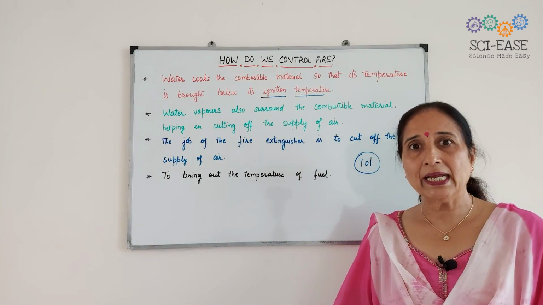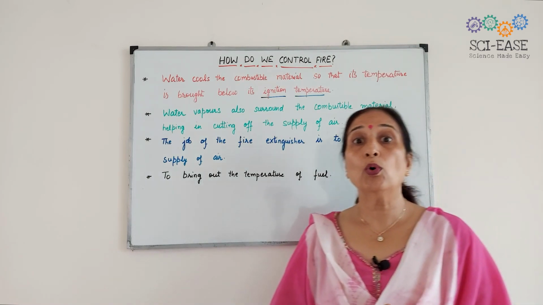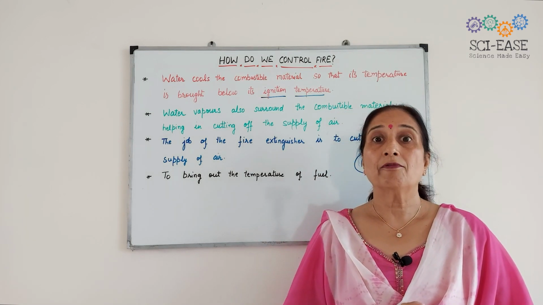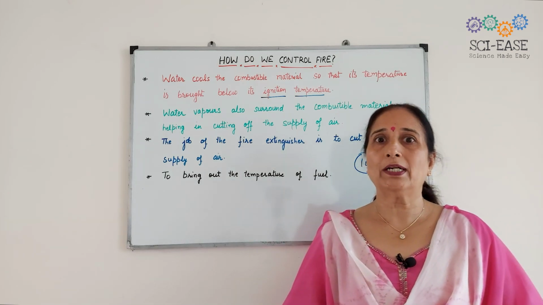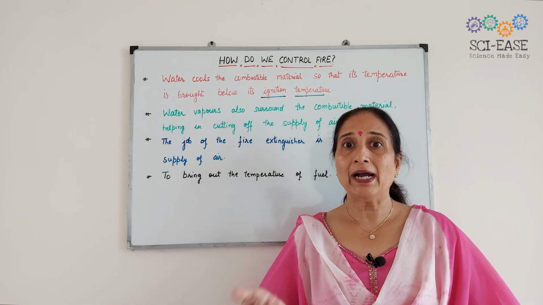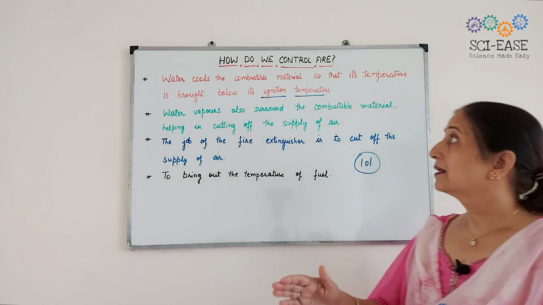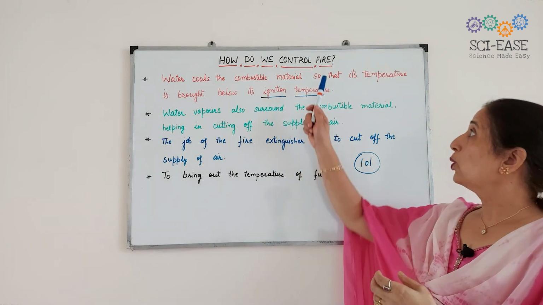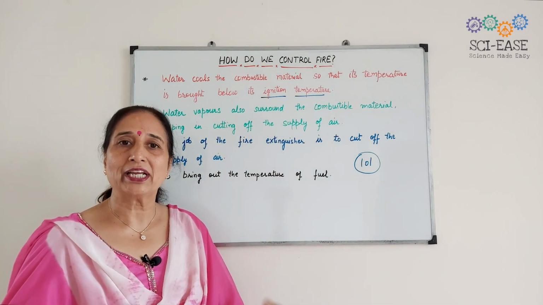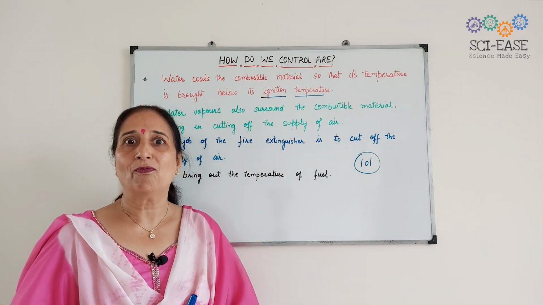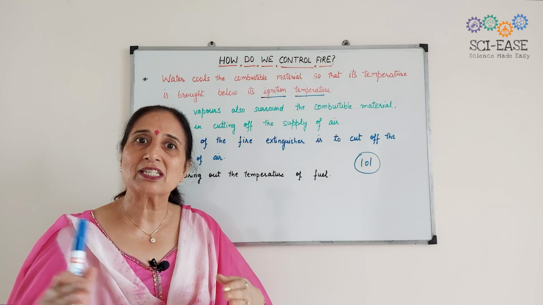When the fire brigade comes, there is a big nozzle from which water is poured on the fire with pressure. So what is the function of water? Why do we put water over the fire? The reason is that water cools the combustible material so that its temperature is brought below its ignition temperature. So this is the function of water.